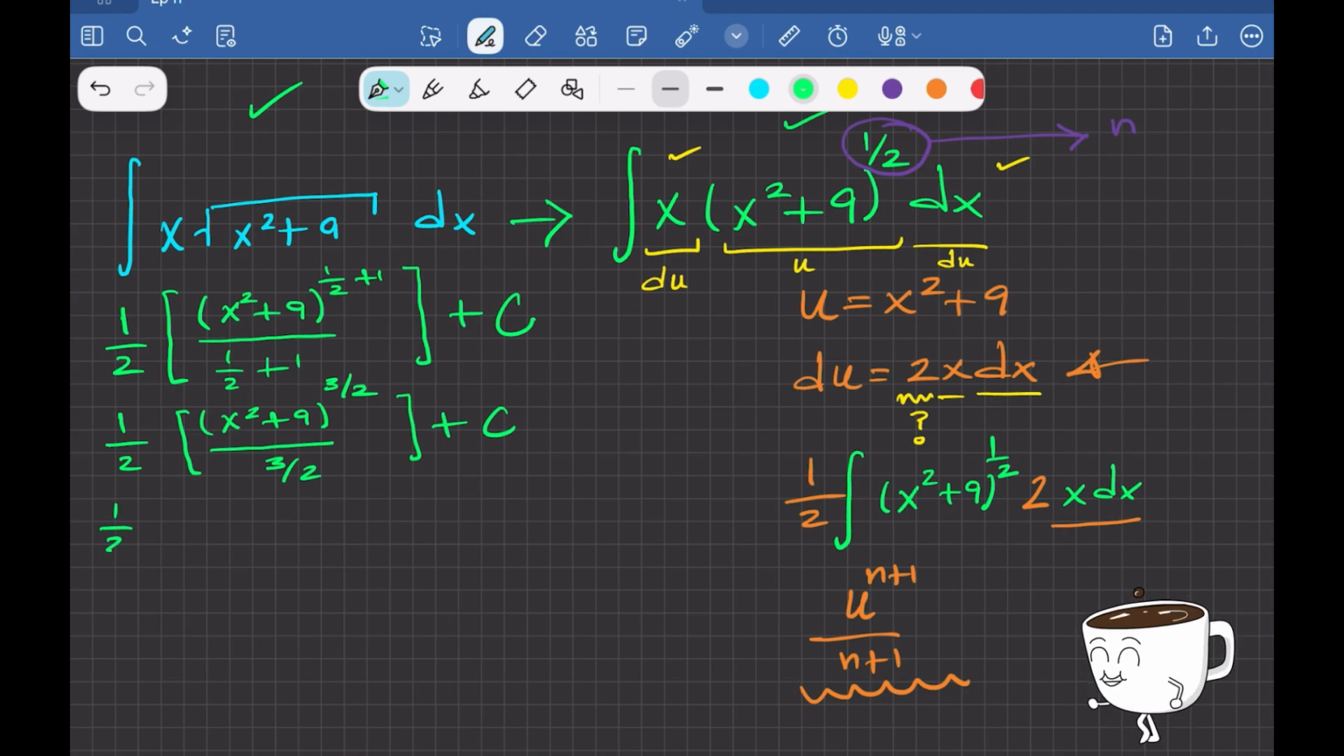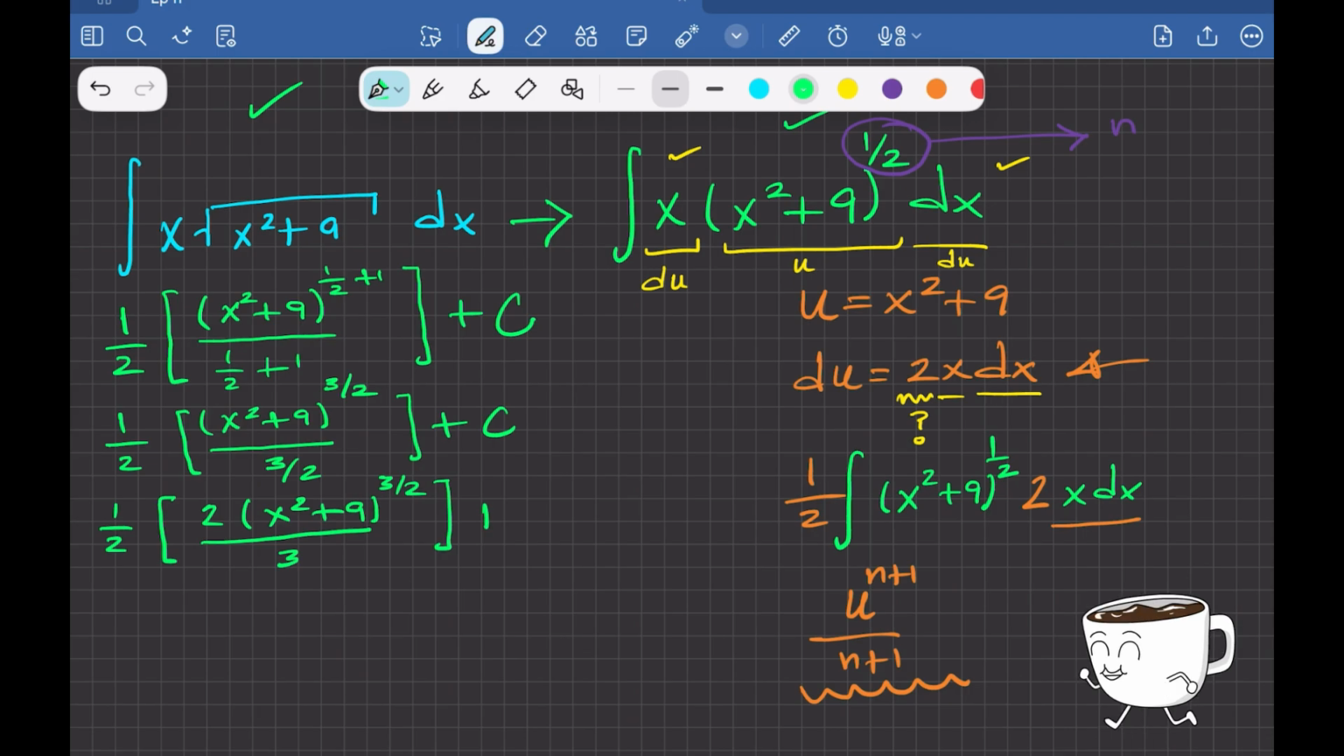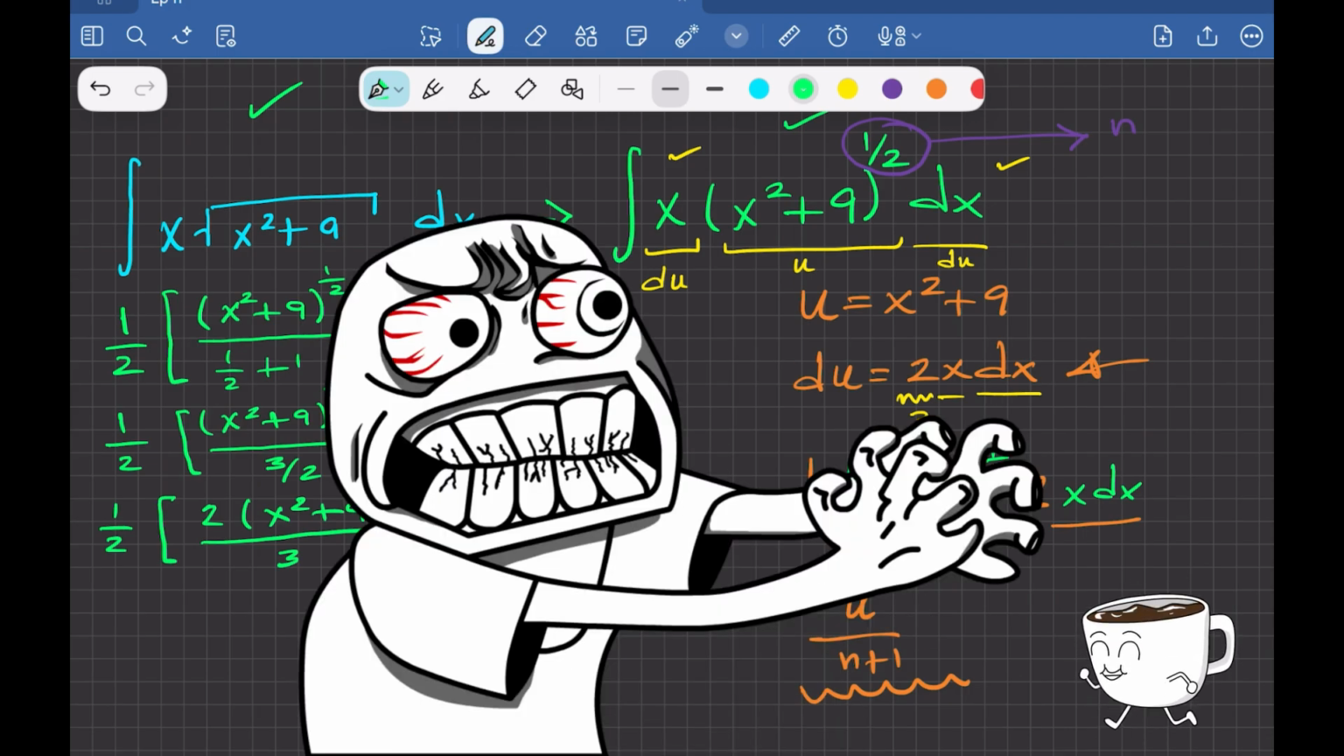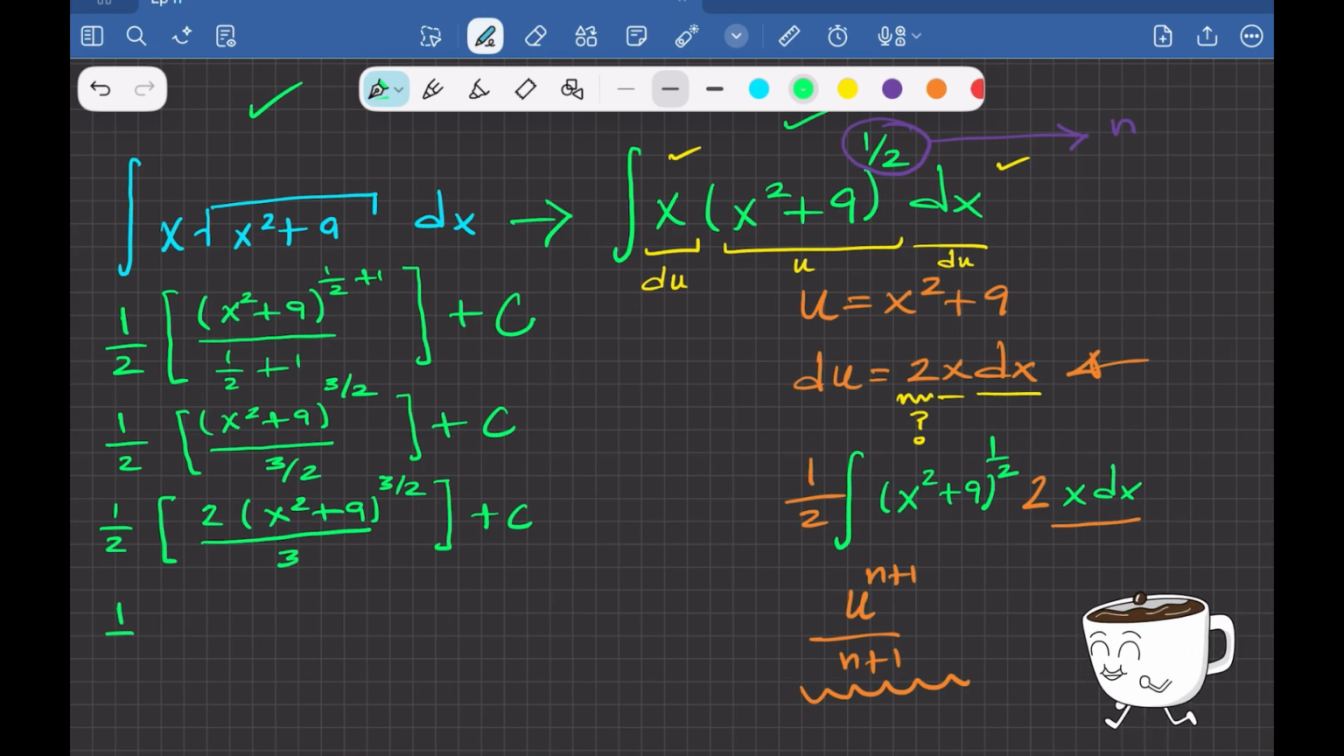We close and we add the integration constant. It is possible to simplify more. Let's see how it would look. We have 1/2, and that will multiply the denominator's 3/2, so we get rid of the fraction. We would have 2 left to multiply by x squared plus 9 to the 3/2, divided by 3. We close. We are done.